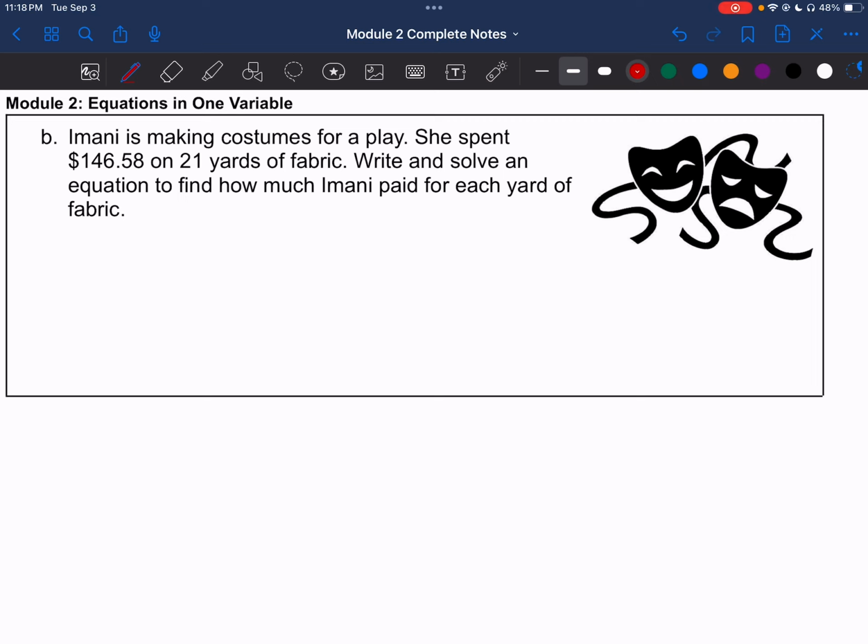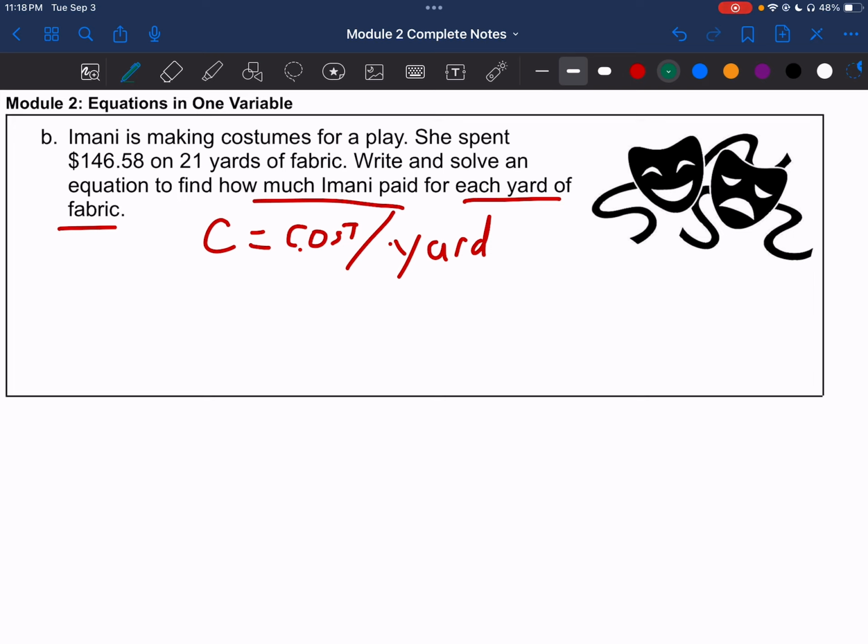So we want to know how much Imani paid for each yard. So how much for each yard of fabric? So C is going to be our cost per yard. And oftentimes you're going to see me write, instead of writing the words out, cost divided by yard, I'm going to just do that slash to tell us we're doing division. So cost per yard is what C is going to represent.